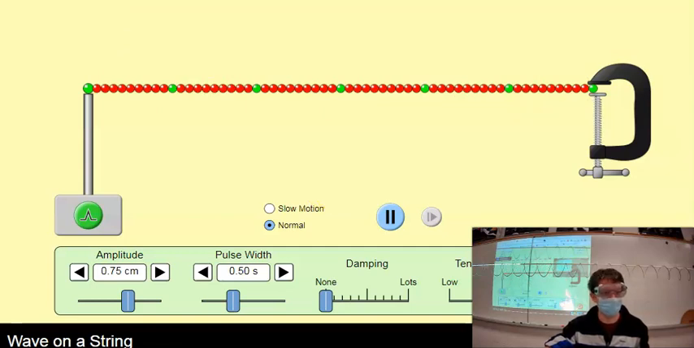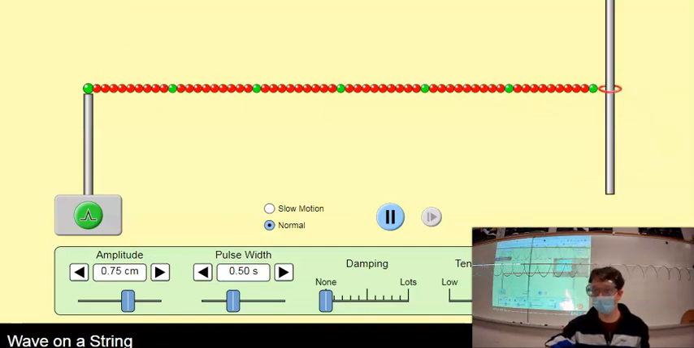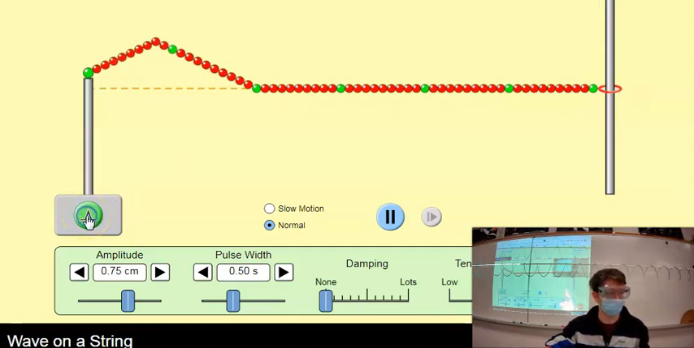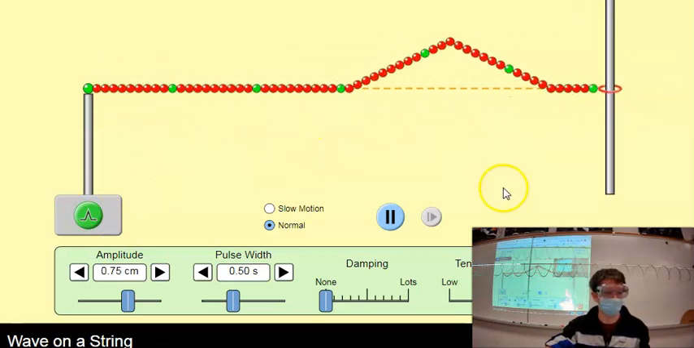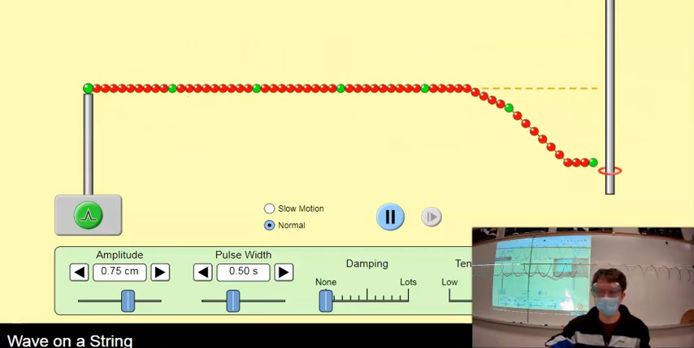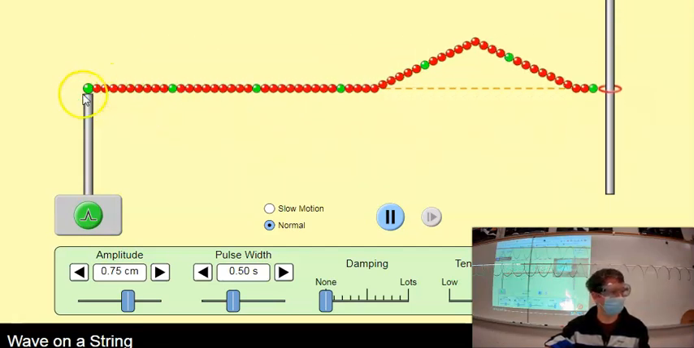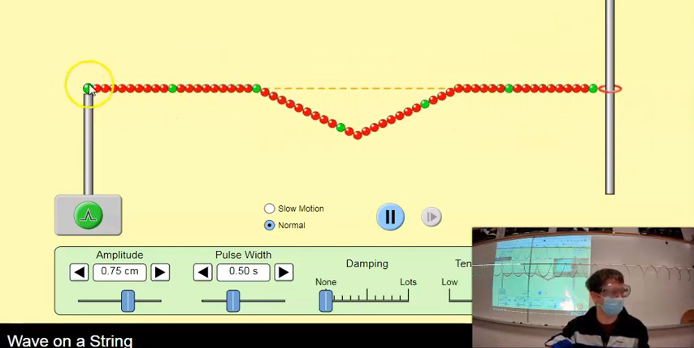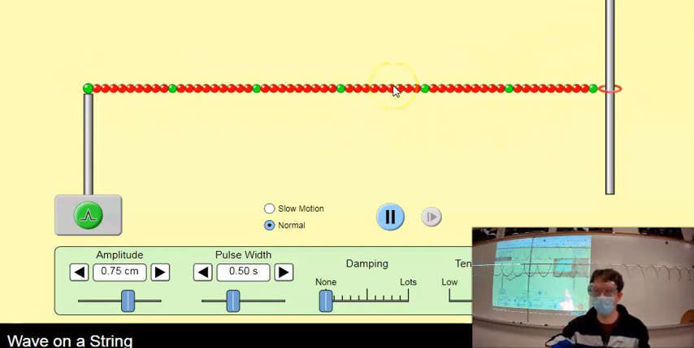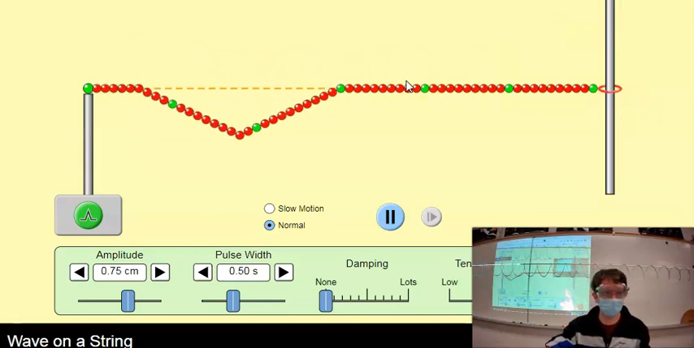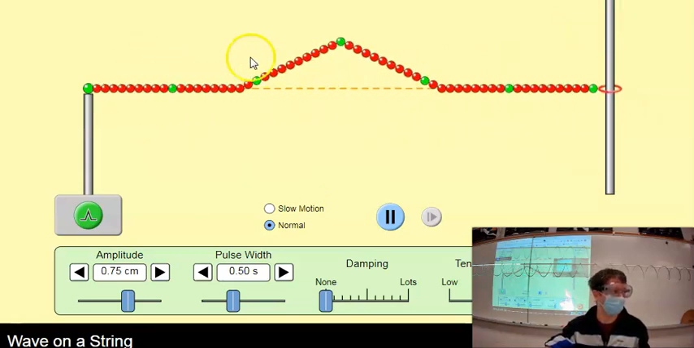Okay. Now, if I make it a loose end or a free end, so that this is just a pole with a ring on it that can move up and down, watch what happens to the reflection. So when it's a free end reflection, it does not get inverted. Notice that this end simulates a fixed end reflection, and it does get inverted. So that's the two differences between fixed and free end. Free end, no inversion. Fixed end, inversion.